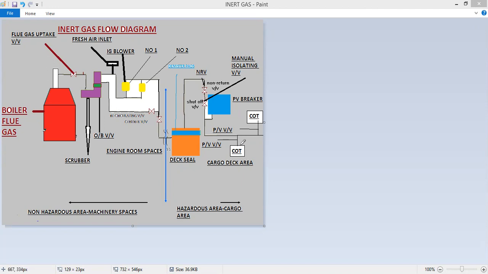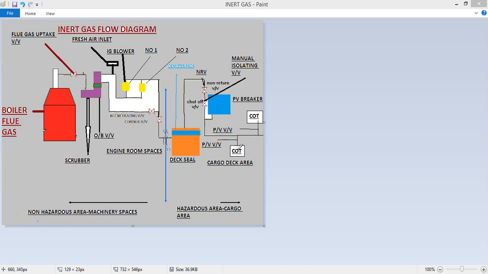So basically, working on that principle, inert gas was introduced. And inert gas is basically flue gas taken from the boiler exhaust in which the oxygen content is less than 8%. So it is a gas in which the oxygen content is less than 8% and it does not support combustion. So when that gas is put in the cargo oil tank, it reduces the oxygen content in the tank and fire or explosion does not take place.